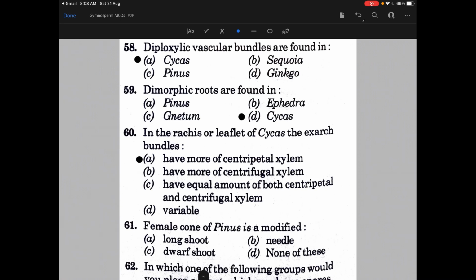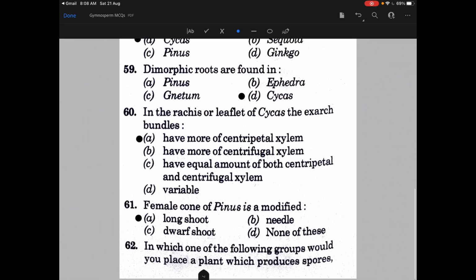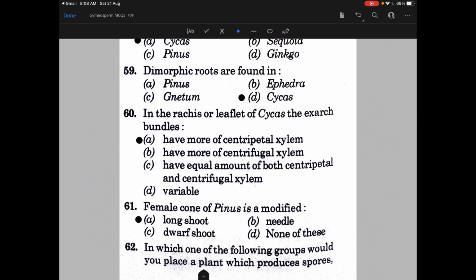Female cone of a Pinus is a modified version of a dash. The answer is A, that is long shoot. Next, in which one of the following groups would you place a plant which produces spores?